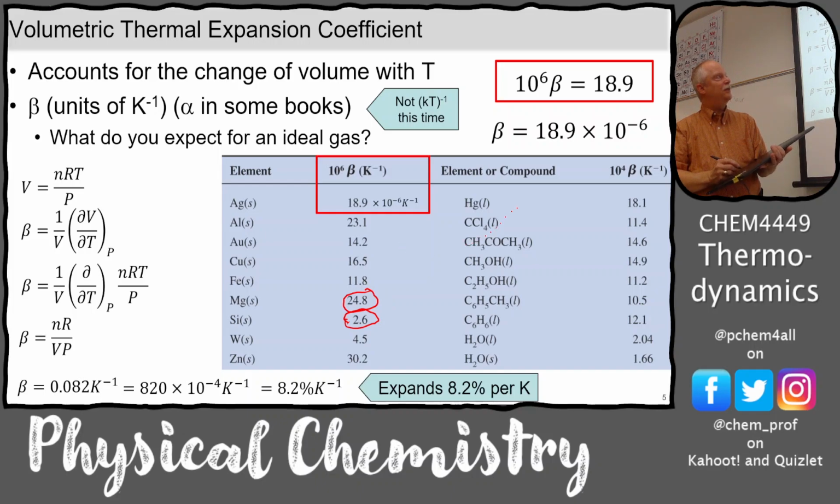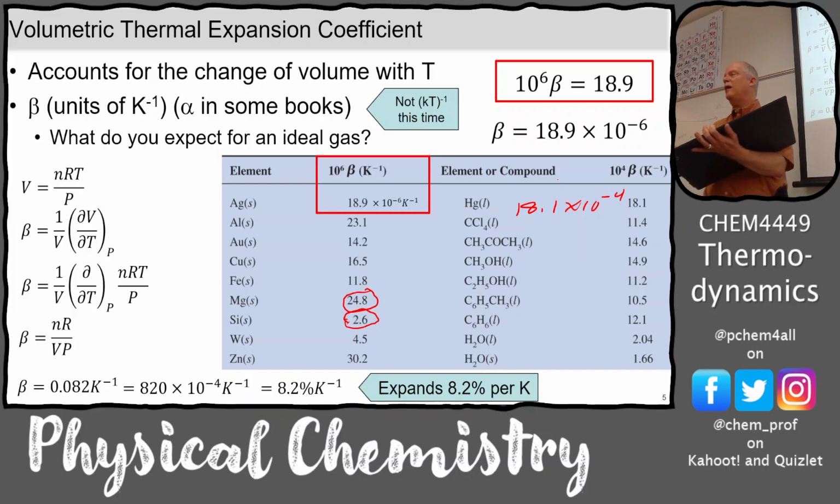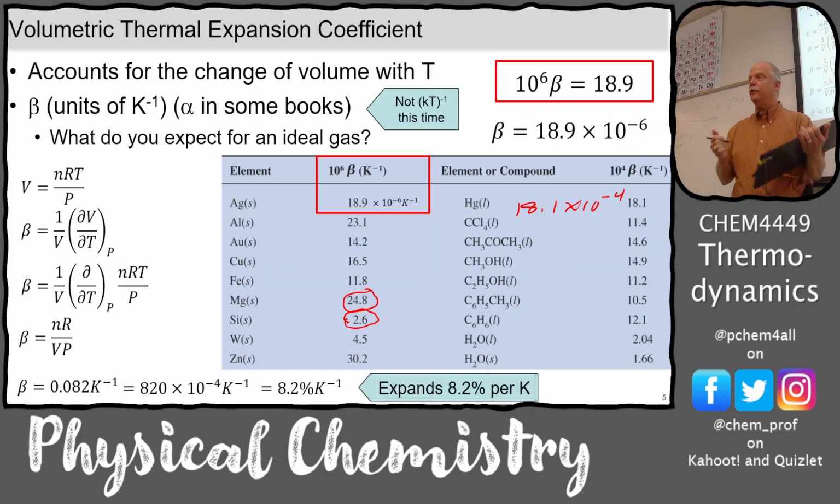Liquids are 2 more orders of magnitude. So over here, mercury is 18.1 times 10 to the minus 4, whereas a solid is 10 to the minus 6, a liquid is 10 to the minus 4. So it expands a lot more than a solid, but not as much as a gas. These are things you learned in elementary school or maybe middle school when you first started learning about states of matter. You learned that gases were compressible and expandable with temperature, and solids and liquids were not.